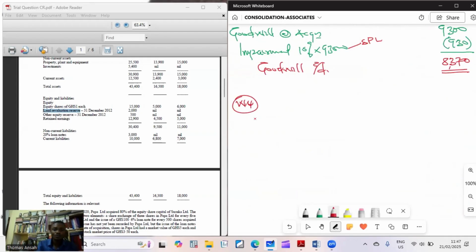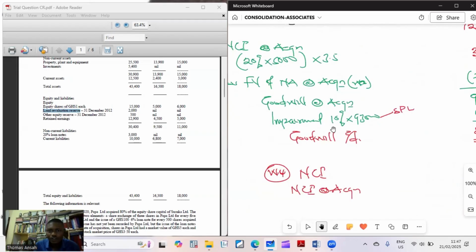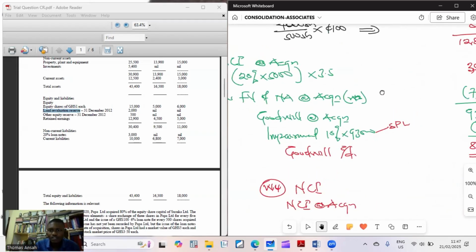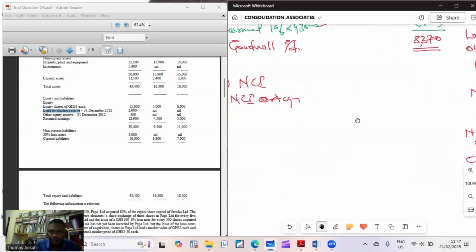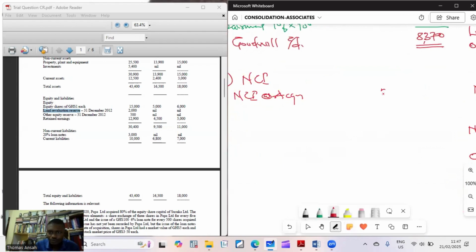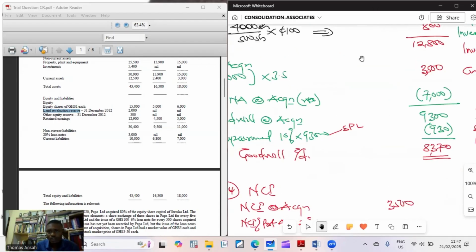So workings 4, we have NCI. How do we do it? NCI at acquisition. How much is the NCI at acquisition? You were given, you did it here. Fair value of NCI at acquisition, you had 3,500. Then NCI share of post acquisition. NCI is 20%. And the post acquisition, how much did we have? Our workings 2 post acquisition.